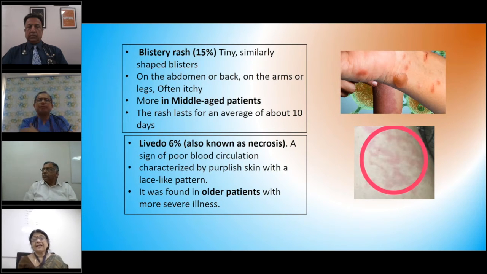This type of rash we might actually get confused with chickenpox. However, we don't get those typical multi-phase lesions as we see in chickenpox. Then livedo, as you can see in the picture, is mostly found in older patients, characterized by purplish skin with a lace-like pattern. This is a sign of poor perfusion or necrosis.